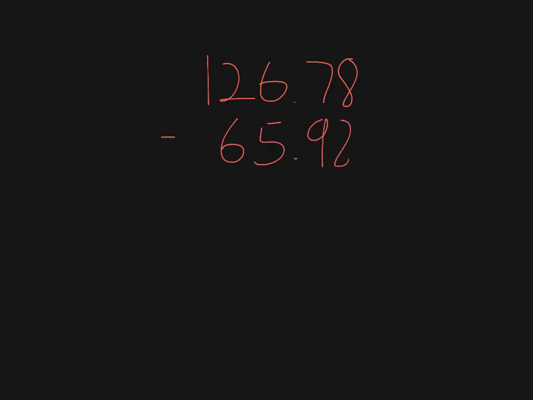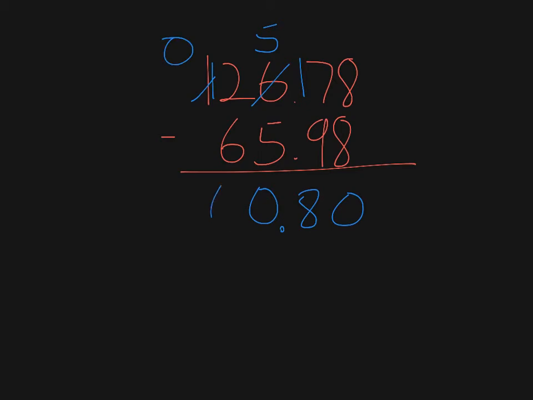For the fourth one, it's 126 and 78 hundredths minus 65 and 98 hundredths. Let's go and subtract that. 8 minus 8 is 0. 7 minus 9, I cannot do that. I'll go next door. This becomes a 5. That's a 17. 17 minus 9 is 8. My decimal goes straight down. 5 minus 5 is 0. I cannot do 2 minus 6, so I'll go next door and borrow. That's 12 minus 6, and that's going to be 6.